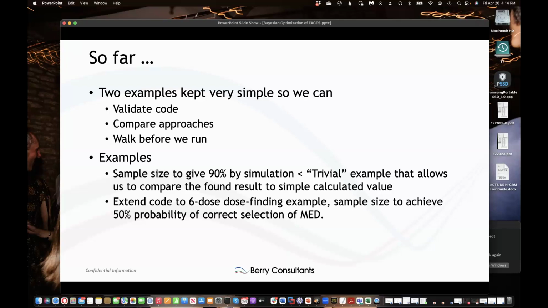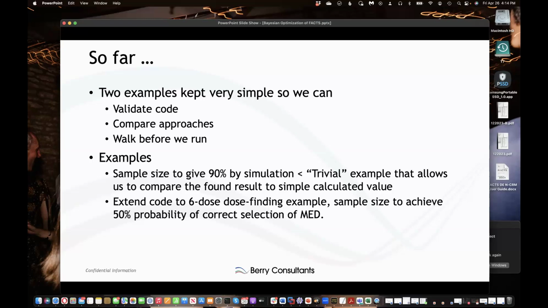So our very first example was quite trivial. It was to find the sample size which gives us 90% power for a simple 2-arm trial. And the advantage of that, of course, is we know what the correct answer is, so we can see whether it's doing anything like the right kind of thing.